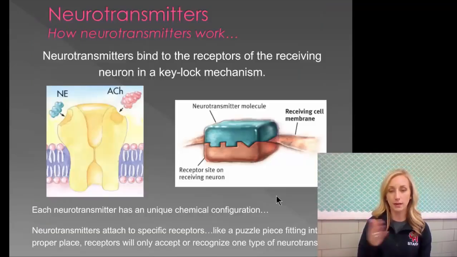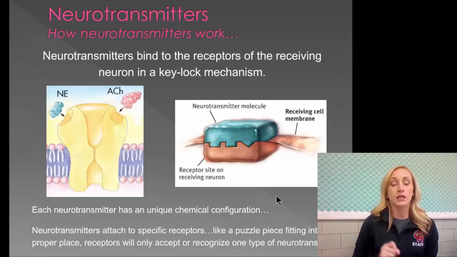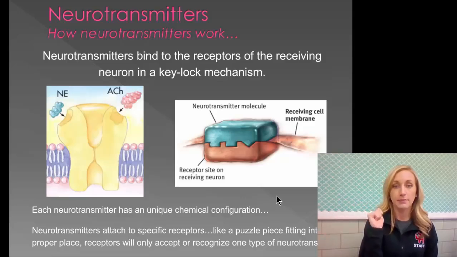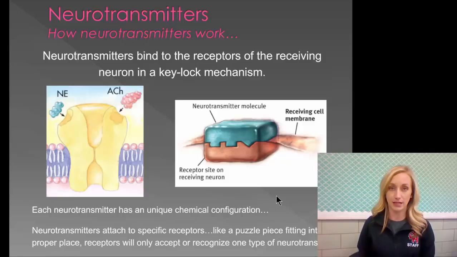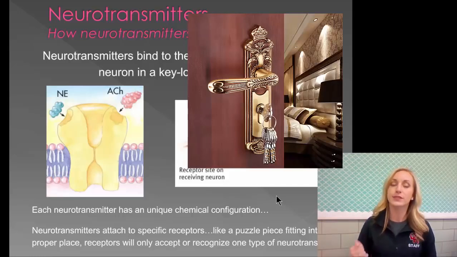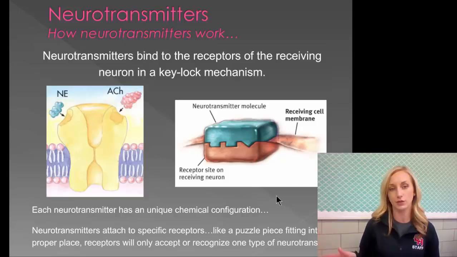So neurotransmitters, some more on how they work, not necessarily the specific ones. What they do is they bind to the receptors, right? Almost like a little doorway. They bind to the receptors of the receiving neuron in a key-lock mechanism. In the same way that your key fits into your door and unlocks it, a neurotransmitter is like a key that fits into a receptor site perfectly and unlocks it to send the message.